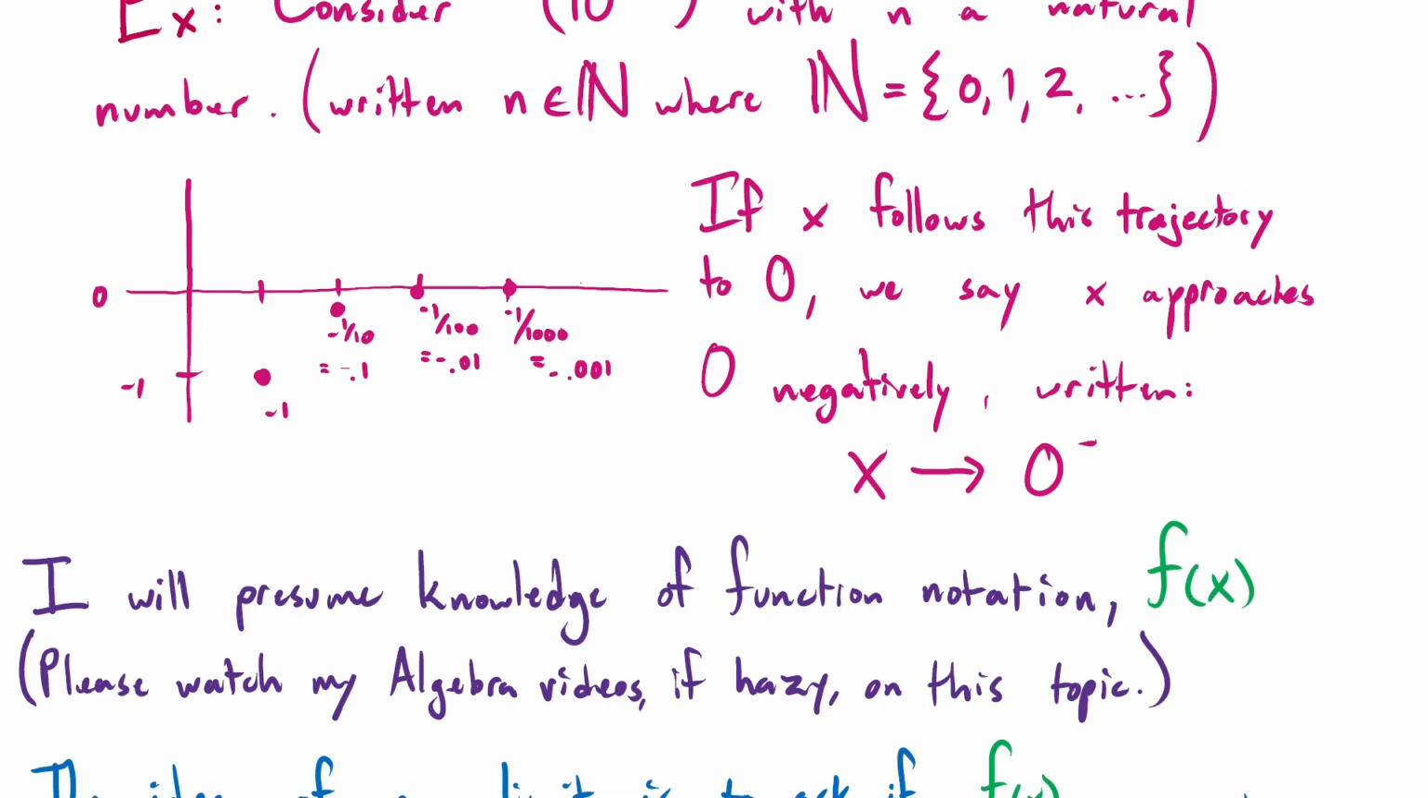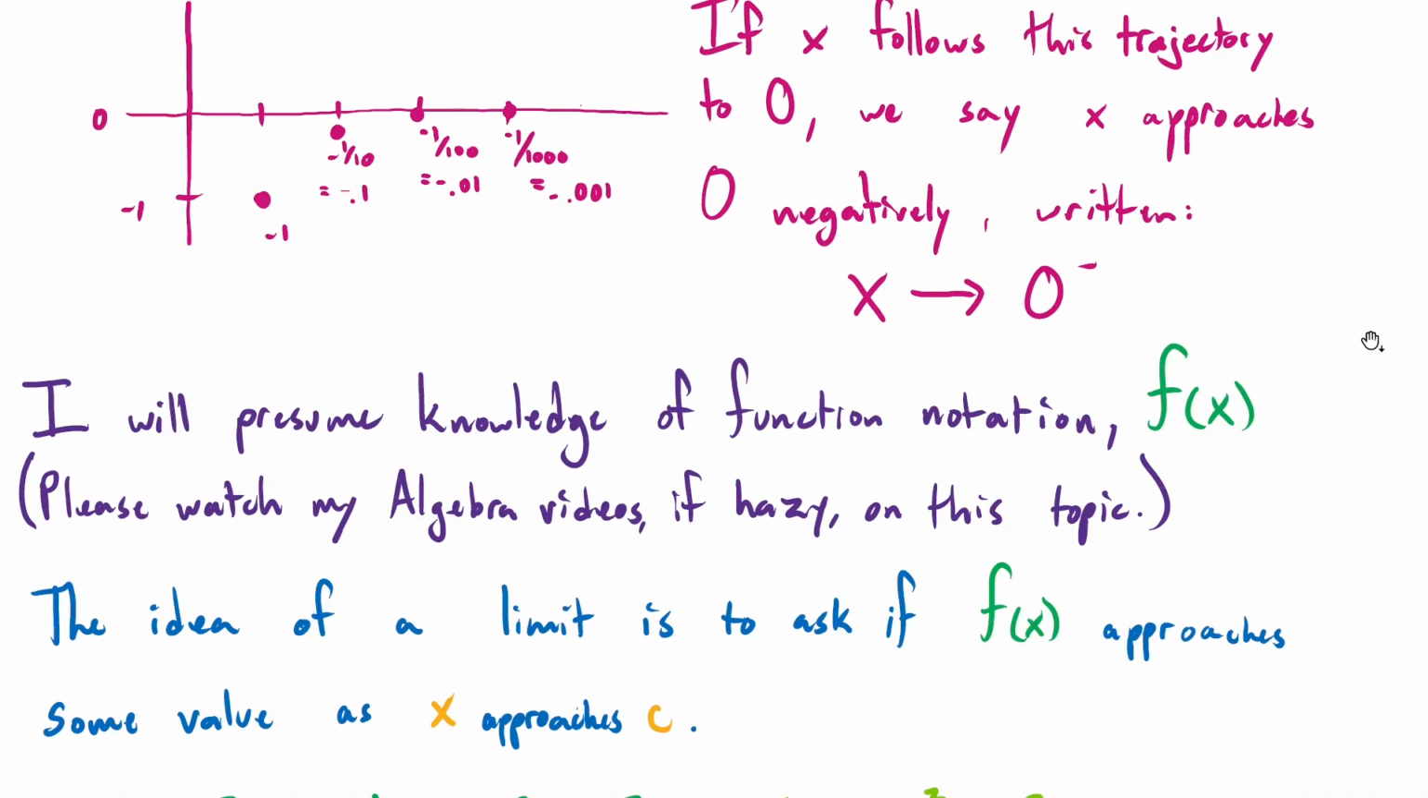Now, as far as the function notation f of x is concerned, I'm going to presume that's known to the watcher of this video. If you're hazy on that topic, I have a couple of algebra series on YouTube. Please consult these series if you want a refresher on that topic. Suffice it to say, f of x, like c and perhaps L, these are going to be given in the problems that you're looking at. There'll be some specific f of x we have in mind. And the idea of a limit is to ask if this output value, f of x, this dependent variable, does it itself approach some value as x approaches c? What does it do as x approaches c?